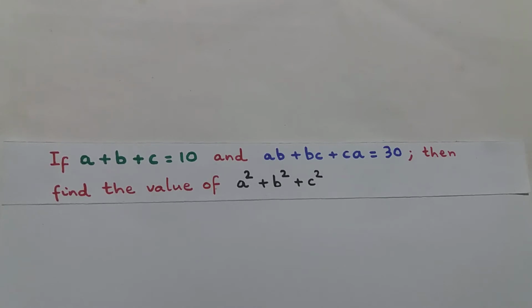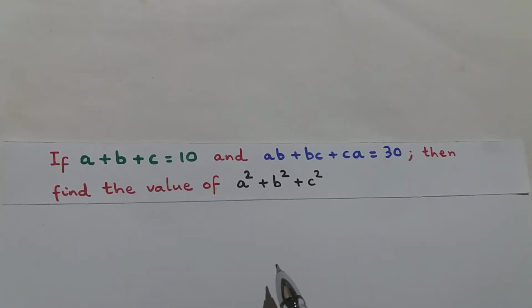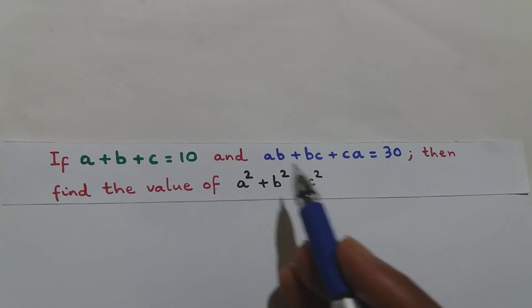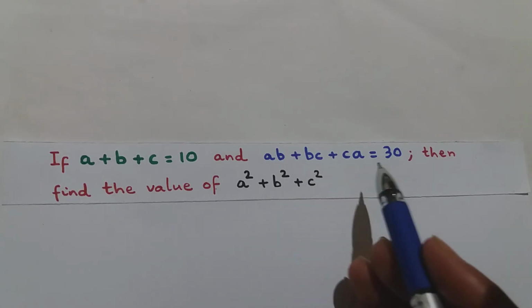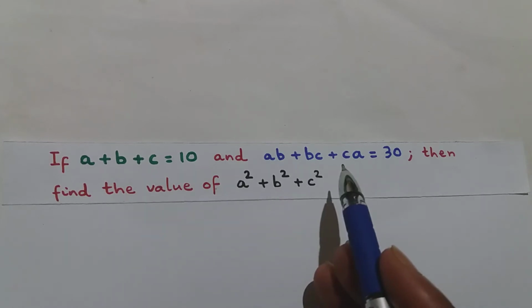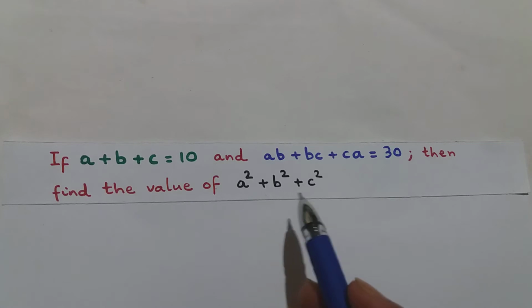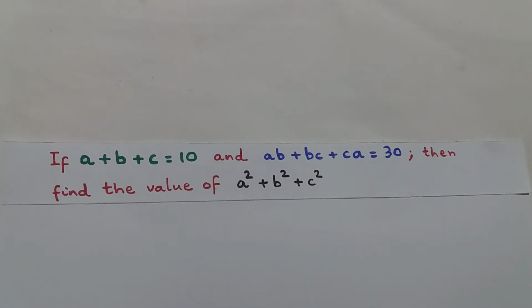So in this question we have been given that A plus B plus C is equal to 10, and we also know that AB plus BC plus CA is equal to 30. So using these two informations we have to find the value of A square plus B square plus C square.